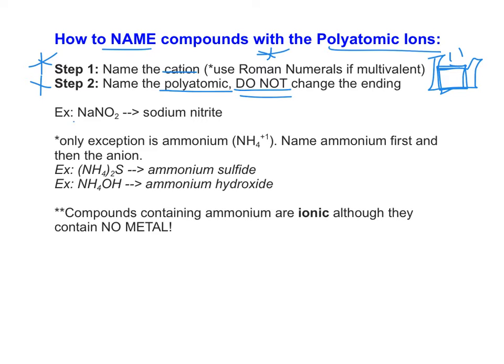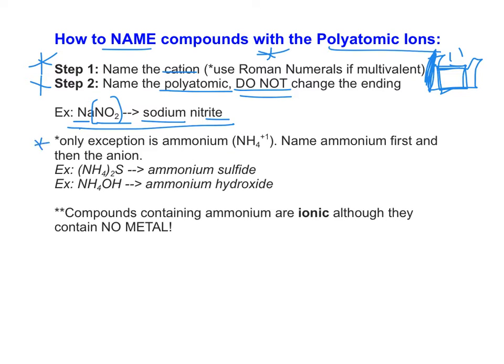So for example, we have NaNO2. Name the metal, sodium. Sodium is group 1, so it does not need Roman numerals, so we're going to say sodium. NO2 is the group, and if you look on the back of the periodic table, NO2 is nitrite. So this is sodium nitrite.